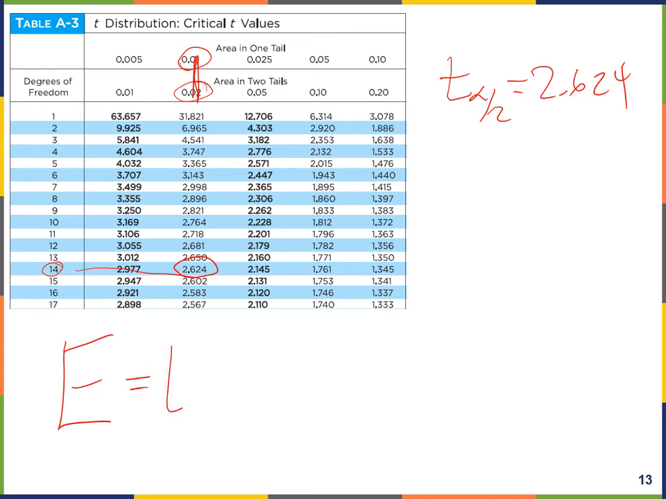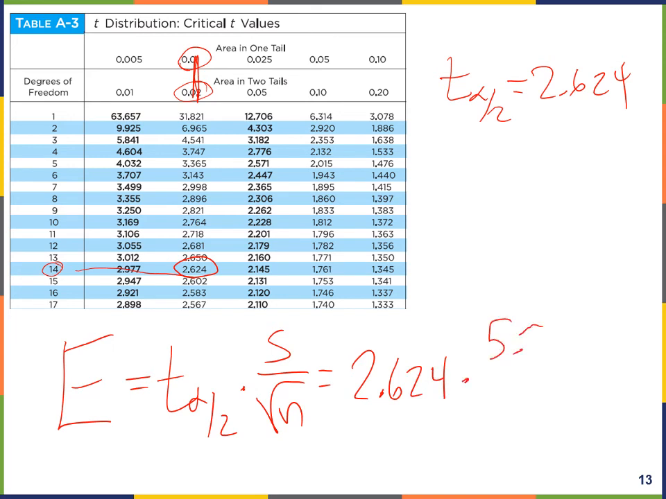Now, we take that and we use that for our margin of error formula. Margin of error formula says we take t alpha half times s over the square root of n. So using all the values we have already calculated, 2.624 times s, which was 5.514, over the square root of the sample size. The sample size, remember, was 15. Plug that into our calculator, and we'll get our error. I came up with a number of 3.736.